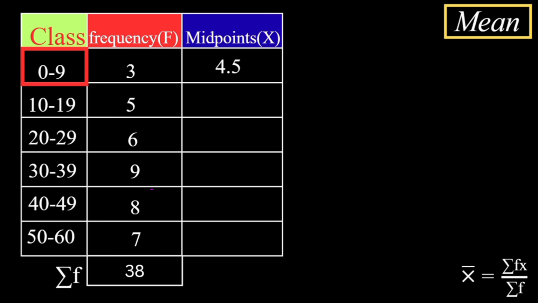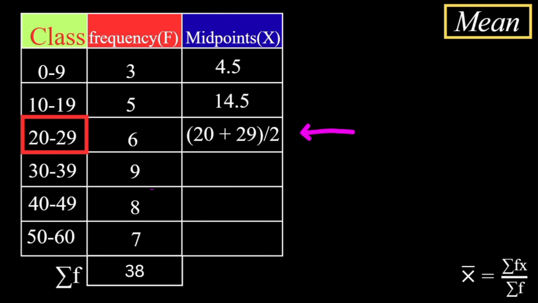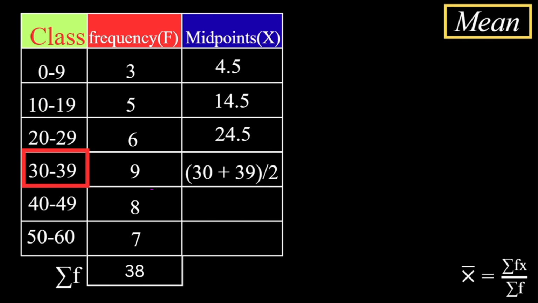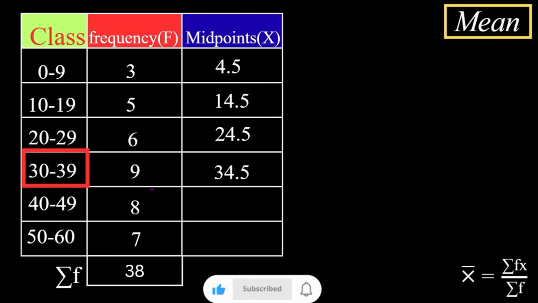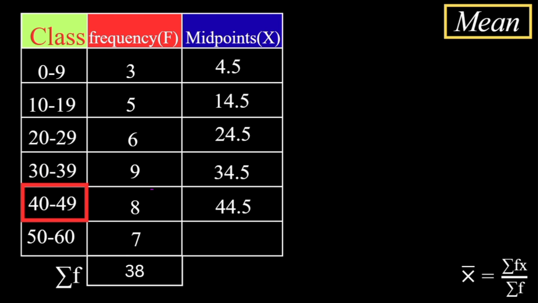Then we move to the next class 10 to 19, so it shall be 10 plus 19, that gives us 29, 29 divided by 2, that gives us 14.5. Then 20 to 29 shall be 20 plus 29 to give us 49. 49 divided by 2, that is 24.5. Then 30 to 39 shall be 30 plus 39, which is 69. Dividing this by 2 gives us 34.5. For the next, it shall be 44.5. And lastly, for 50 to 60, it shall be 55 as our x.